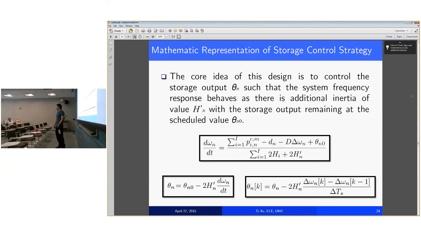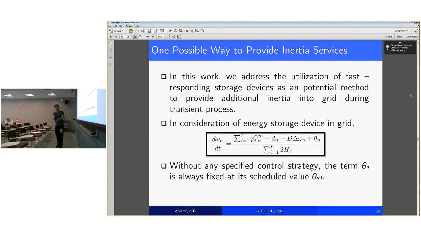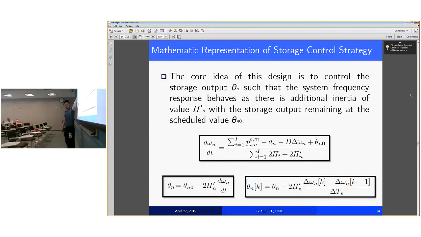Can you back up one? Okay, so I guess I'm curious from what you just said. Presumably, if it's storage, you could set H to almost any value. Yes, for example, theta n is controllable. We want to control theta n such that the result of this equation is equivalent to the result of this equation. Here I change two terms. One is I add an additional inertia into the system, and I fix the output of the storage.